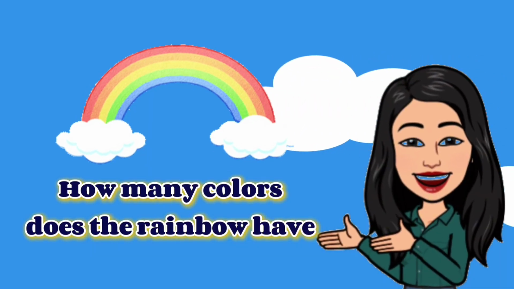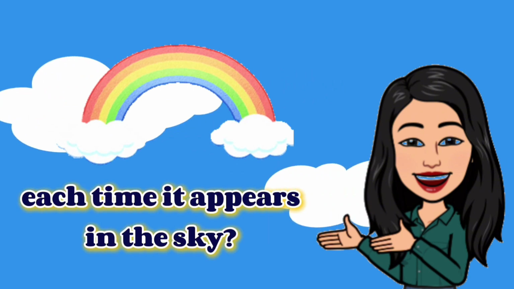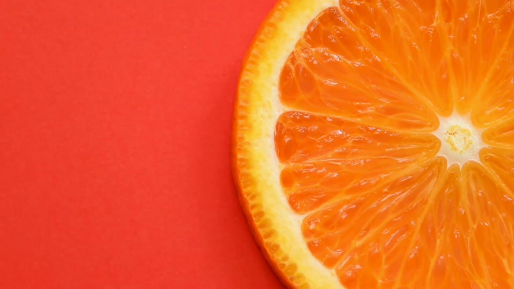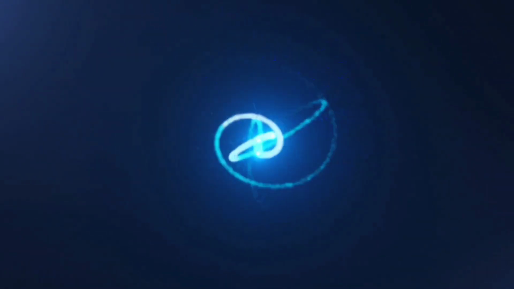How many colors does a rainbow have? Each time it appears in the sky. Red and orange, yellow and green, blue and indigo, the last one's violet.